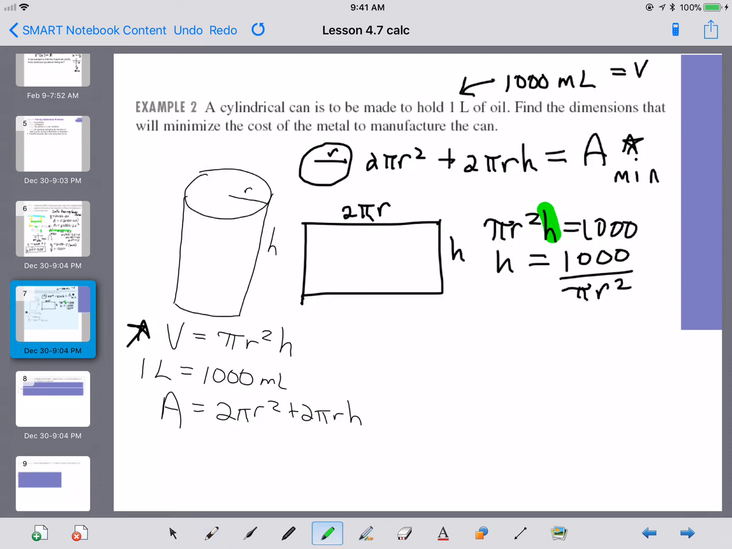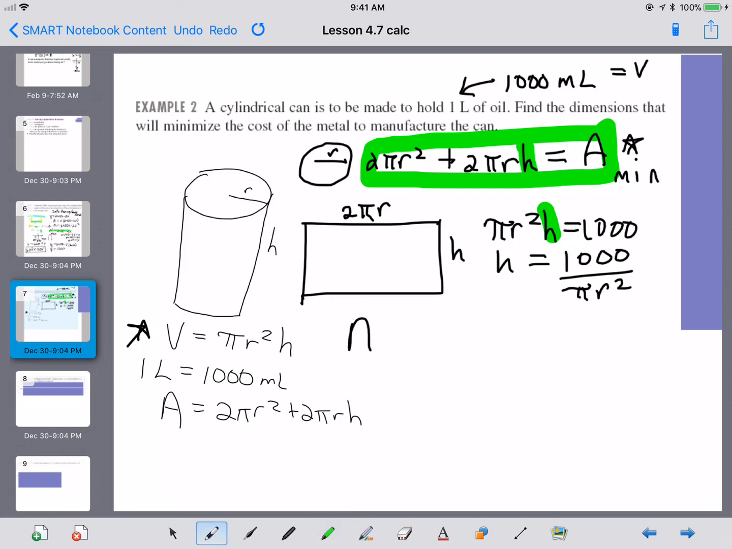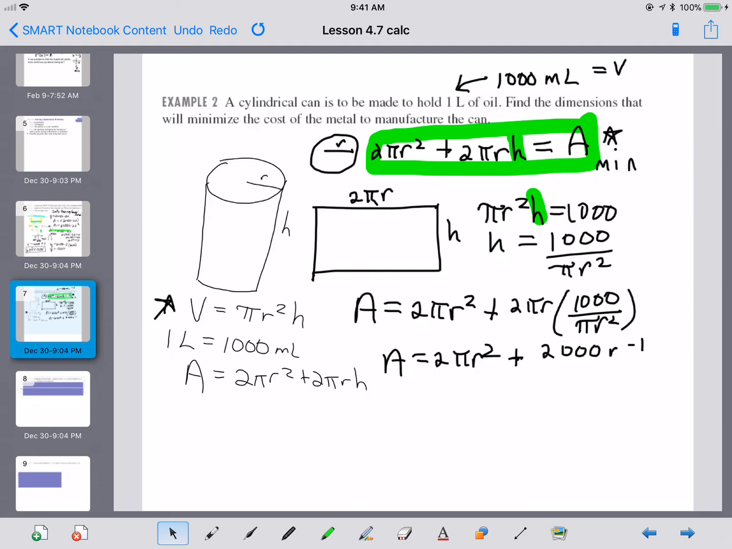And where h is in our equation to minimize, I am going to plug that in so I don't have any h's to worry about in the actual mathematics. So the area is going to be 2 pi r squared plus 2 pi r times 1,000 over pi r squared. Now that I have an equation for the thing I'm trying to minimize, my area, because if you think of area, it's a surface area. It's how much material would it take to make this can.